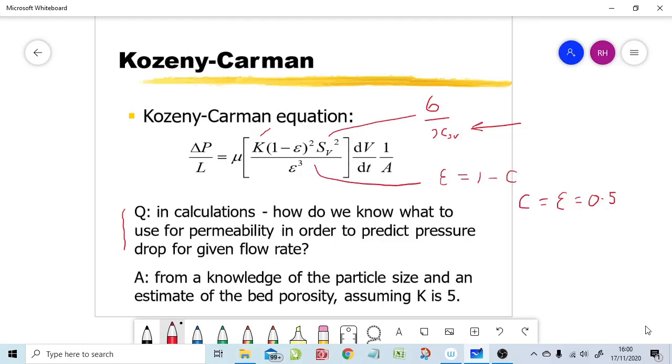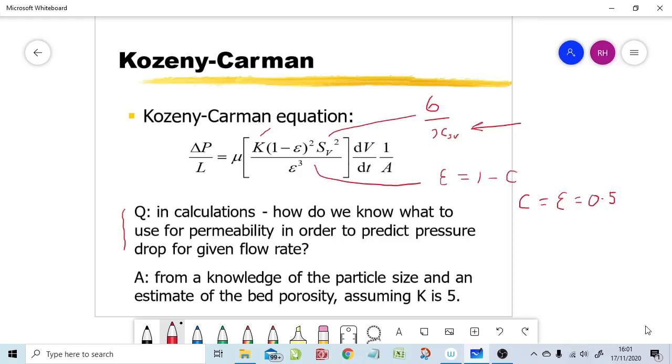Concentrations are much lower than 0.5 with ground material. And in biological material, C can actually be down to very, very low values, but for columns it's typically 50%, or 0.5. So we can now use this as a design equation.